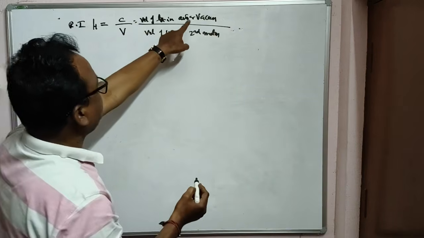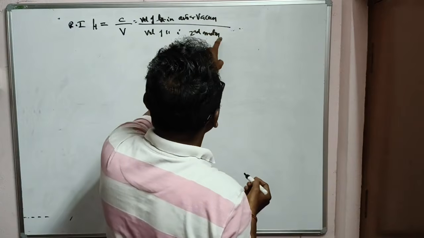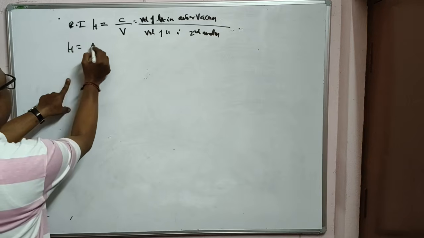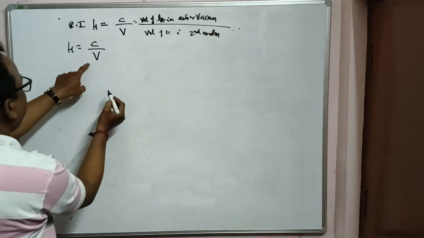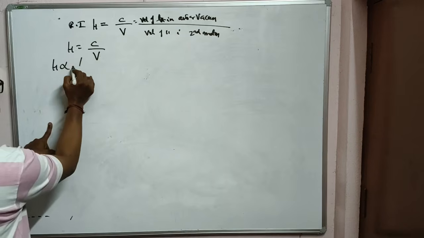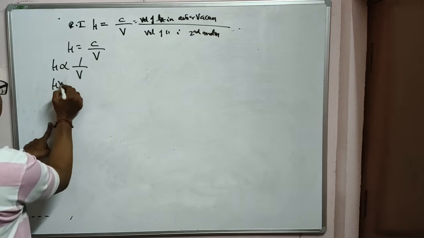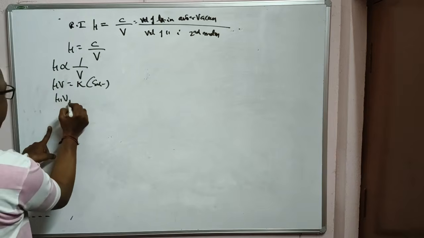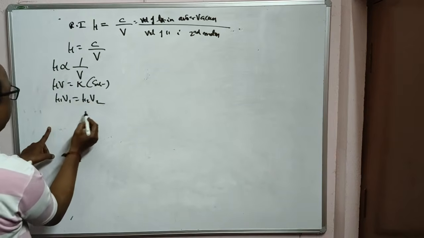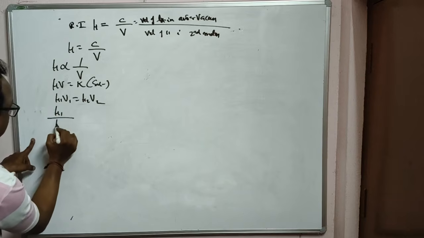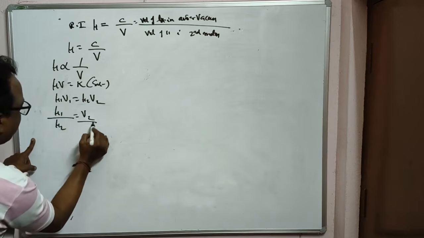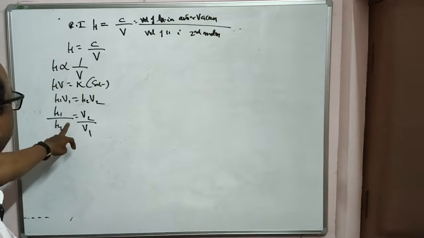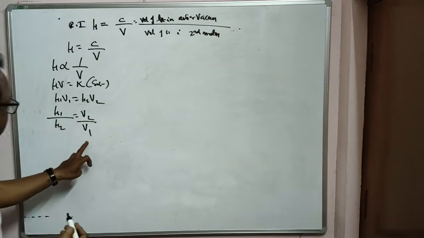This is the velocity of light in air or vacuum divided by the velocity of light in the second medium, that means a medium other than air. So this is how you can define mu is equal to C by V. This implies mu is inversely proportional to speed, or mu V is equal to constant, or mu1 V1 is equal to mu2 V2, or mu1 by mu2 is equal to V2 by V1. Very, very important formulas. Mu1 by mu2 is equal to V2 by V1.